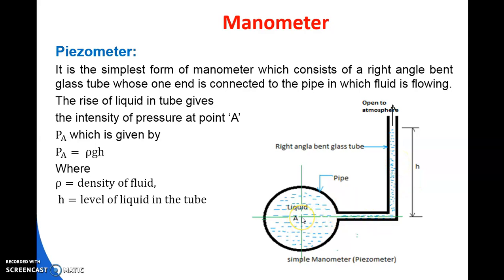the pressure at point A is due to the pressure of the pipe, as the liquid enters into the tube. So PA is equal to rho g h. So in a piezometer, the pressure is measured as a positive pressure only. If we consider vacuum pressure, it cannot be measured, because unless there is a rise of liquid in the tube, we cannot measure the pressure. So the piezometer is only useful for positive pressure.